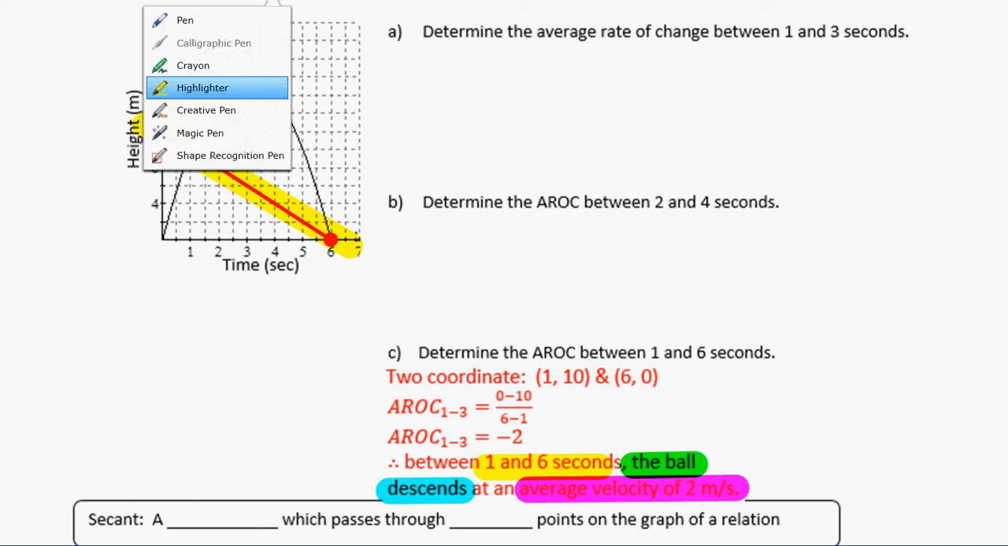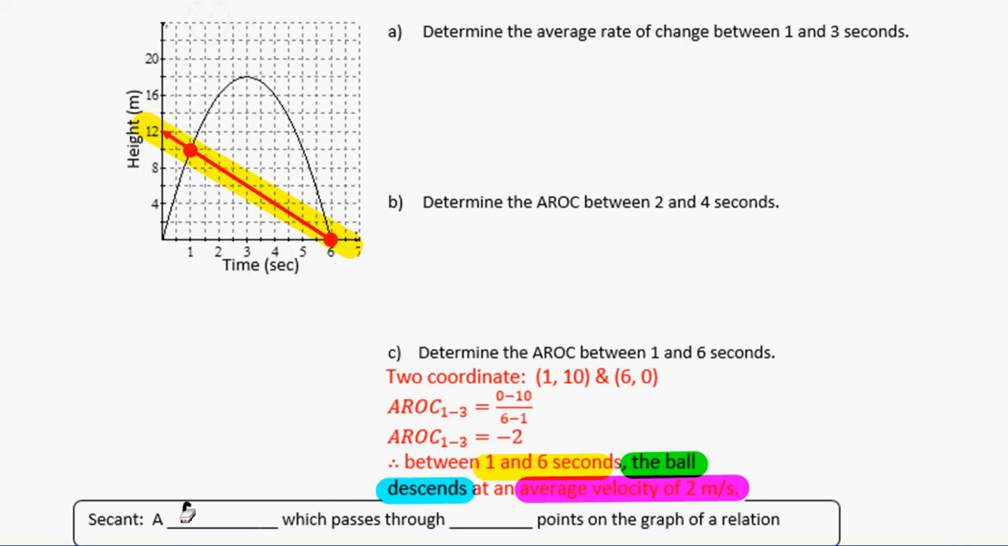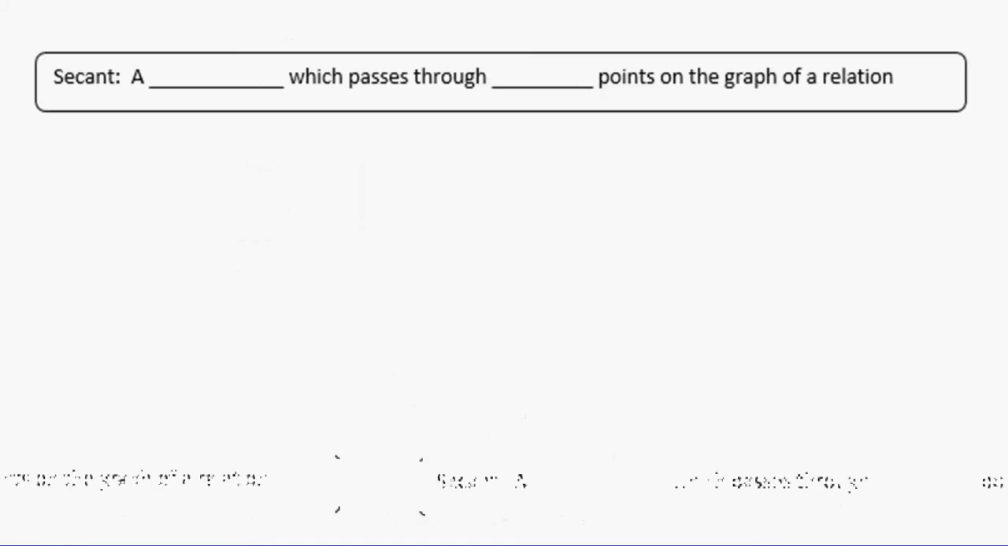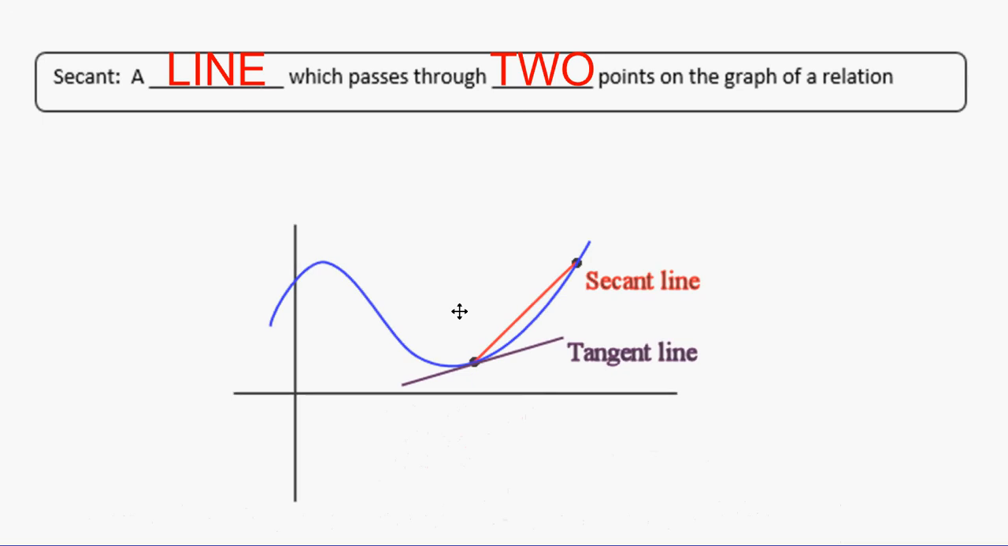All right, so a line, my pen is broken, so I am trying to write with my finger right now, which passes through points on a graph of a relation. It's terrible writing there, but there it is. Let's try it again. So a secant is a line which passes through 2 points on the graph. So here, this red line, here's the function, this blue line. The red line is a secant because it passes through 2 points.